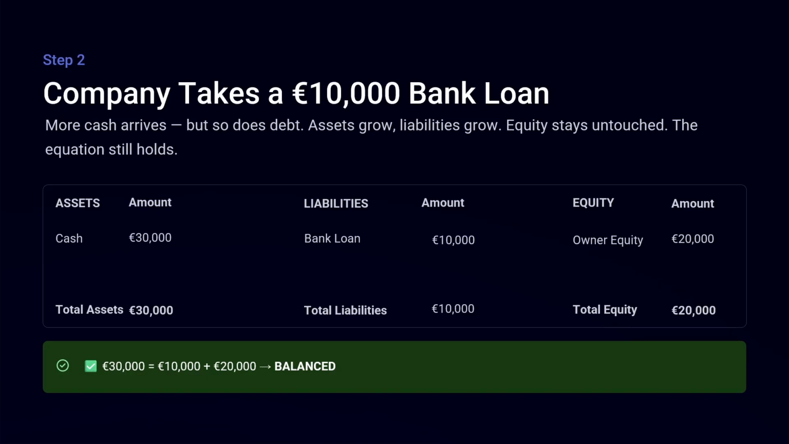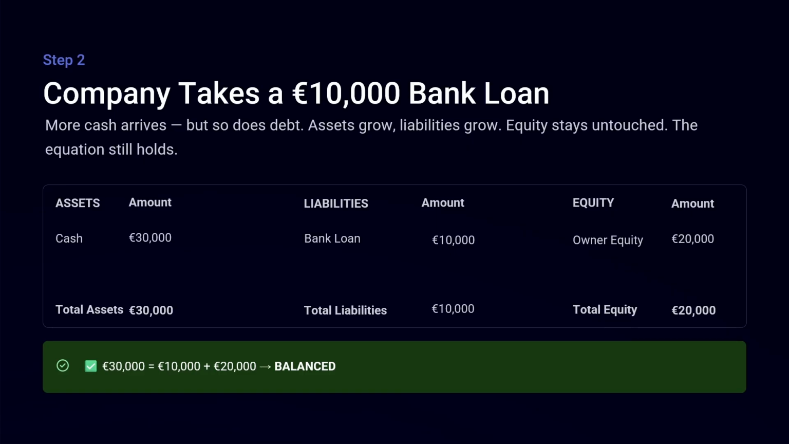Company takes a 10,000 euro bank loan. What happens? More cash arrives, but so does debt. Assets grow, liabilities grow. Equity stays untouched, but the equation still holds.